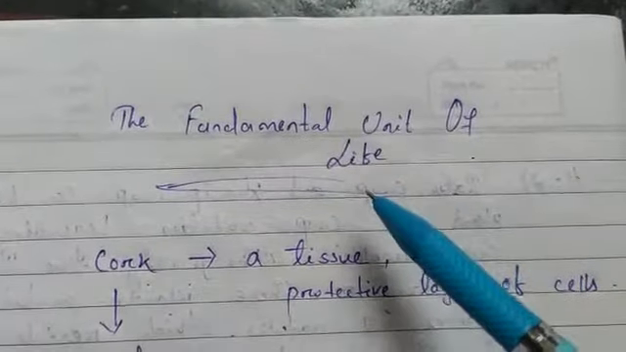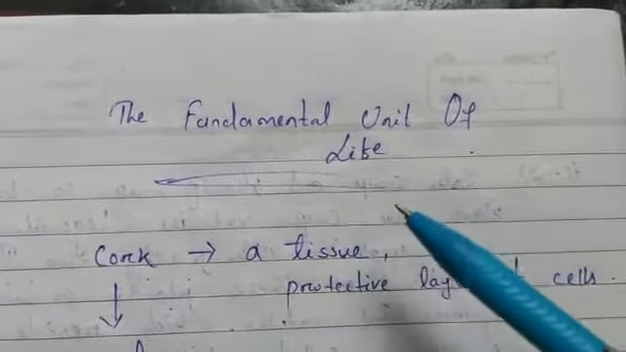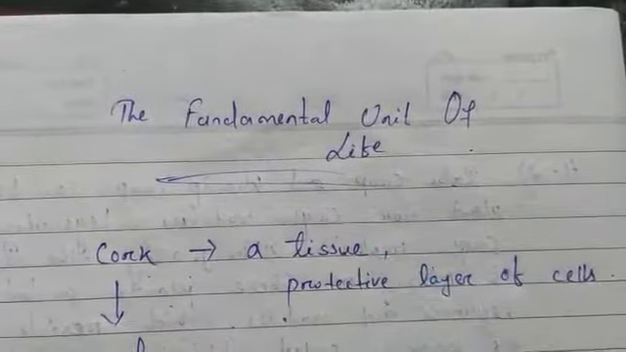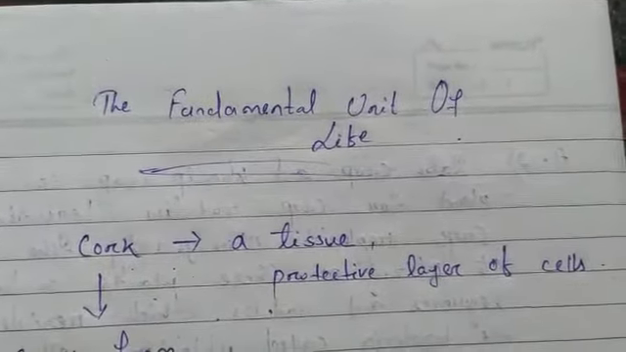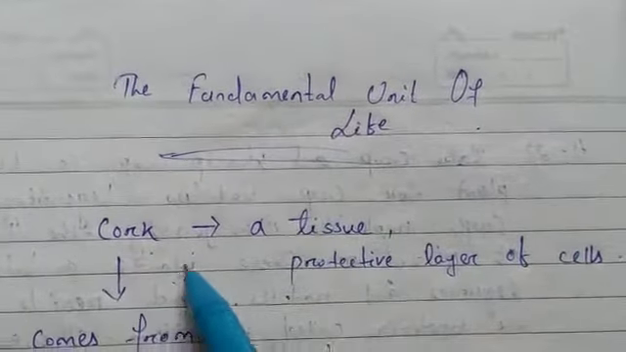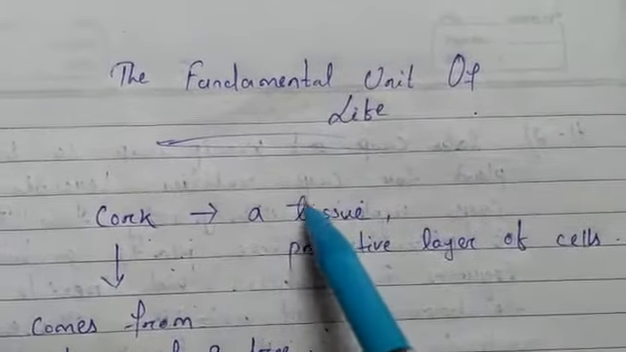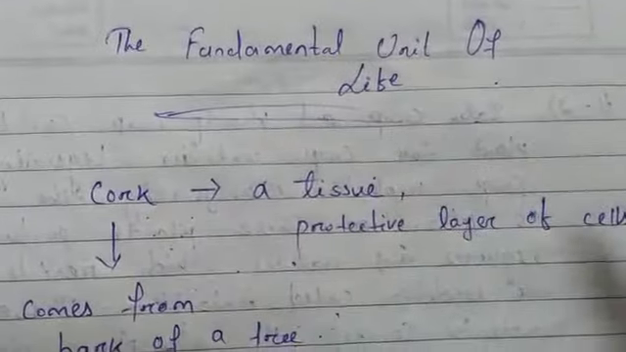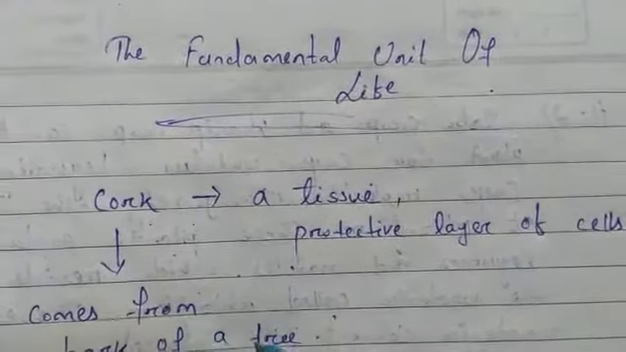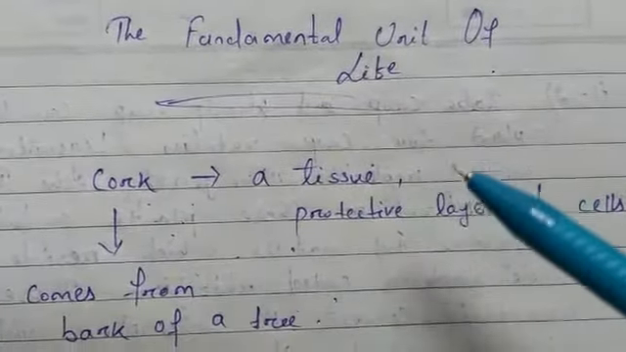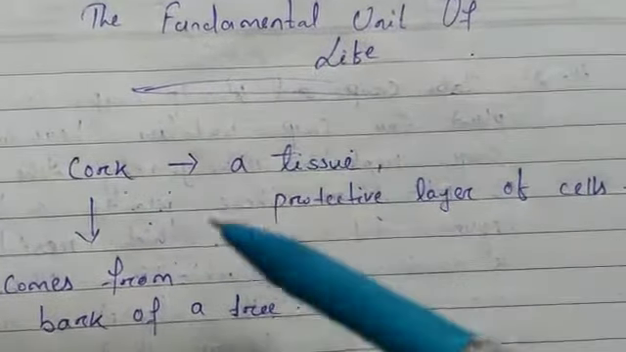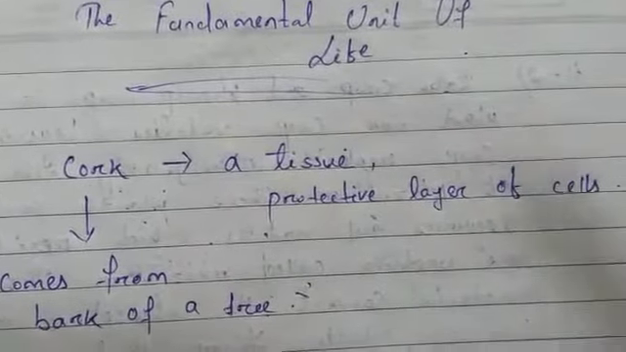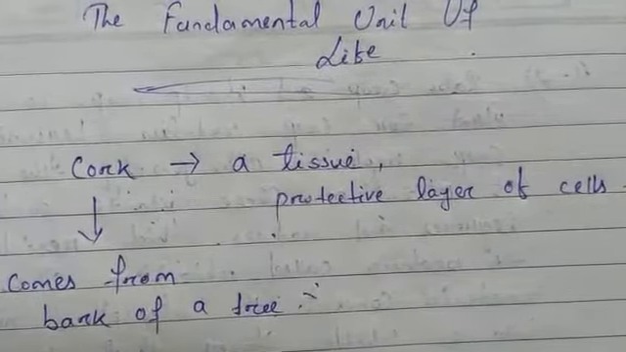So first of all, Robert Hooke in 1665 saw that cork resembled the structure of a honeycomb consisting of many little compartments. Cork is a tissue, a protective layer of cells which comes from the bark of a tree. So Robert Hooke in 1665 showed that cork, which comes from the bark of a tree, resembled the structure of a honeycomb consisting of many little compartments.